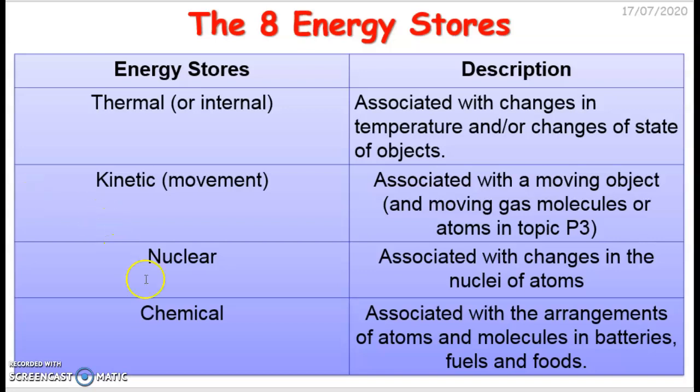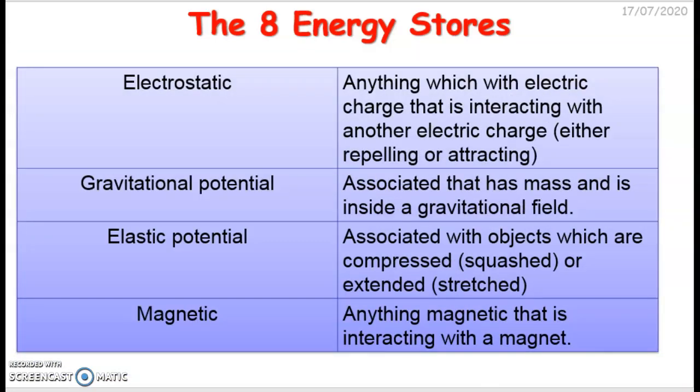Okay, so I'm not going to go through all of them, but just give you an example. For example, kinetic or movement store of energy is energy associated usually with a moving object, although later on we can talk about that in terms of gas molecules or atoms moving in a later topic. So there you've got 4 of them. Let's look at the next 4.